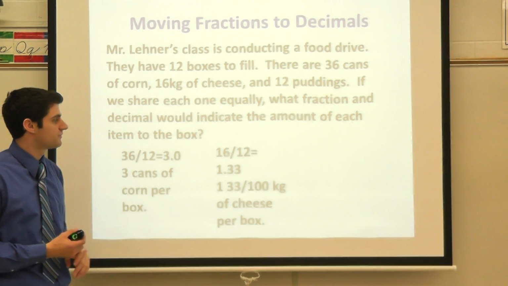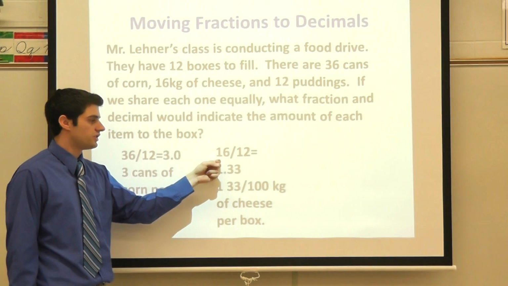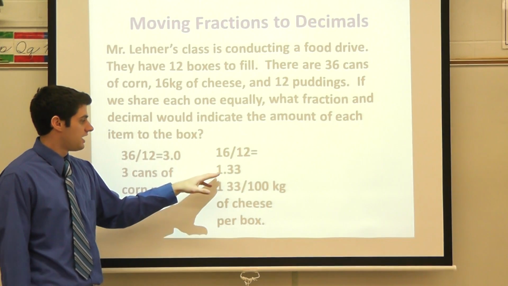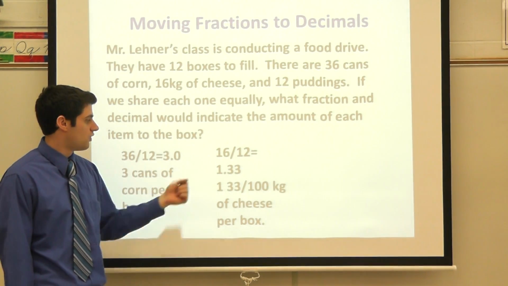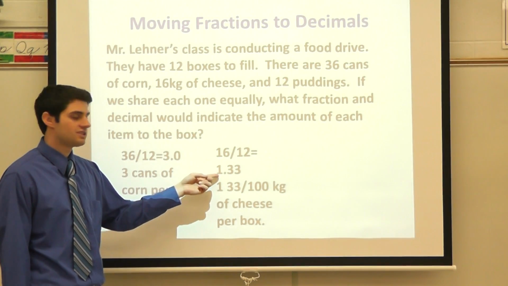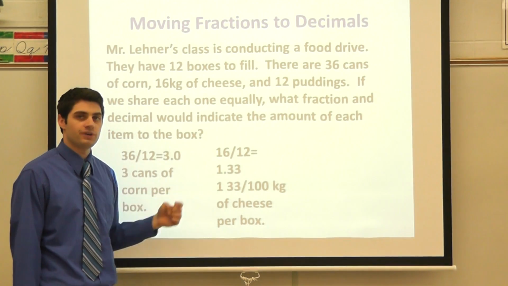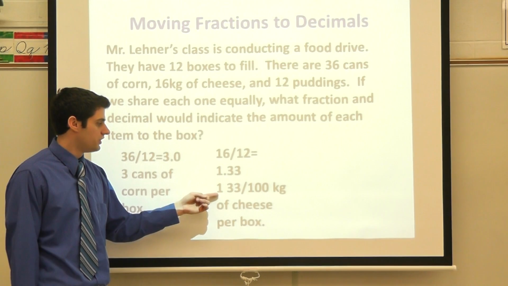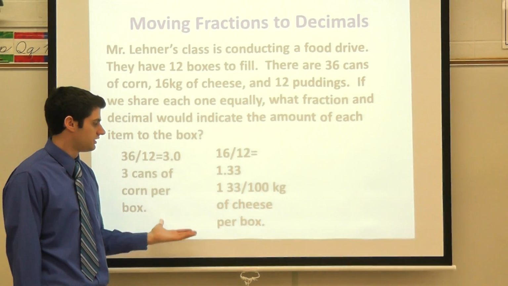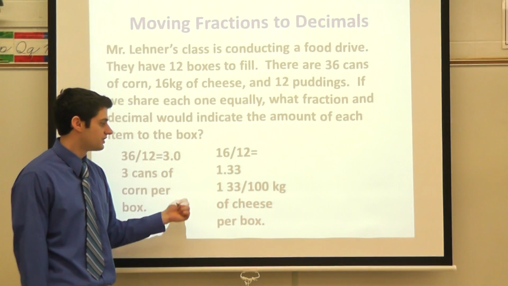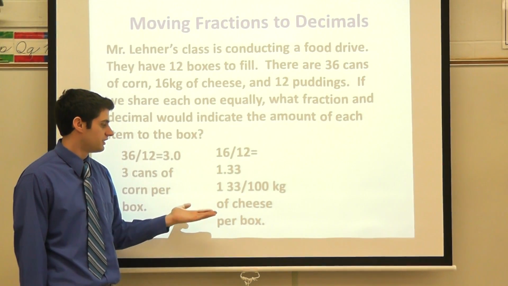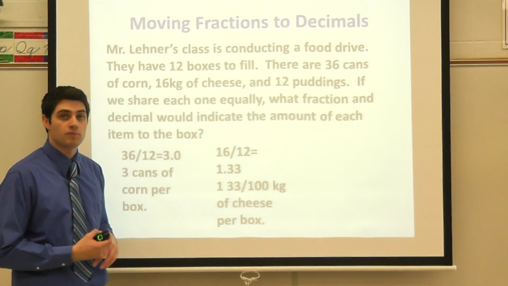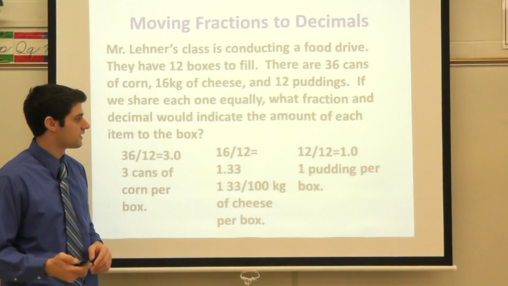The next one was 16 kilograms of cheese. So I take my 16 kilograms of cheese, divide it into my 12 boxes. Now this one's a little bit different. My decimal I get when I type in my calculator is 1.33 repeating. So this is the same as saying 1 and 33 hundredths. If I write that decimal as a fraction, it's a mixed number: 1 whole and then 33 out of 100 kilograms. And that would be for each one of the boxes. So in each box there'd be 1 and 33 hundredths kilograms of cheese per box. Our last one, pudding.